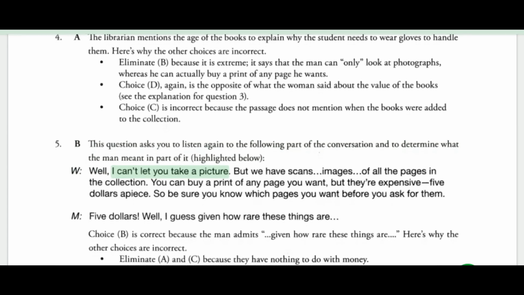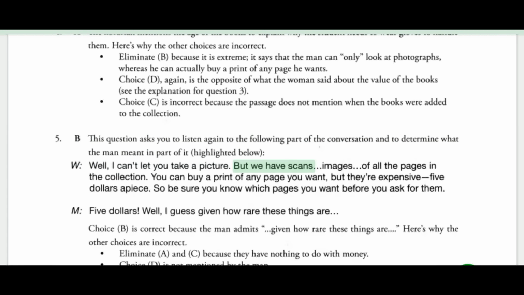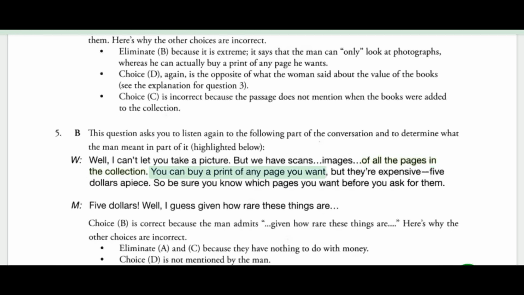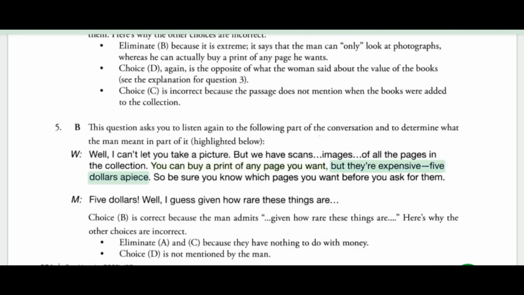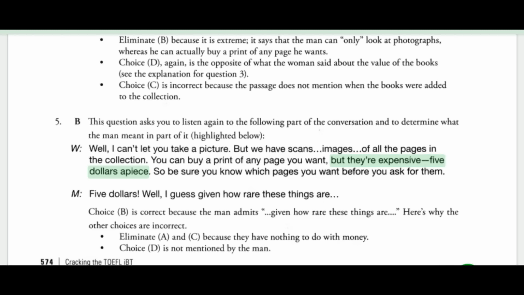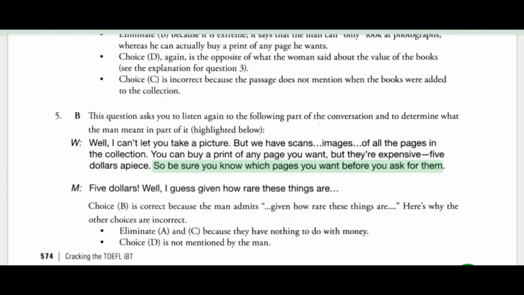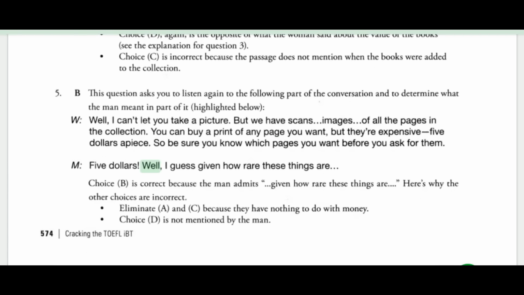W: Well, I can't let you take a picture. But we have scans, images, of all the pages in the collection. You can buy a print of any page you want, but they're expensive, $5 a piece. So be sure you know which pages you want before you ask for them. M: $5. Well, I guess given how rare these things are.